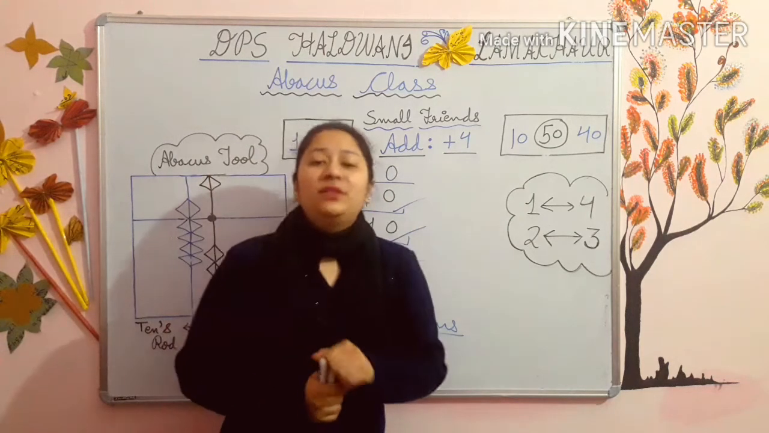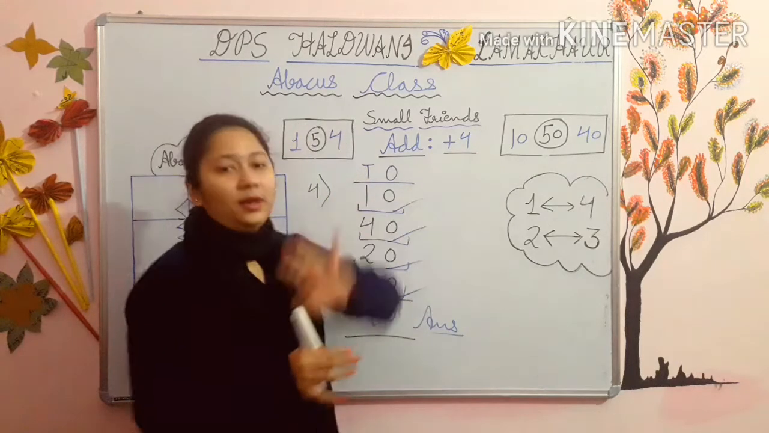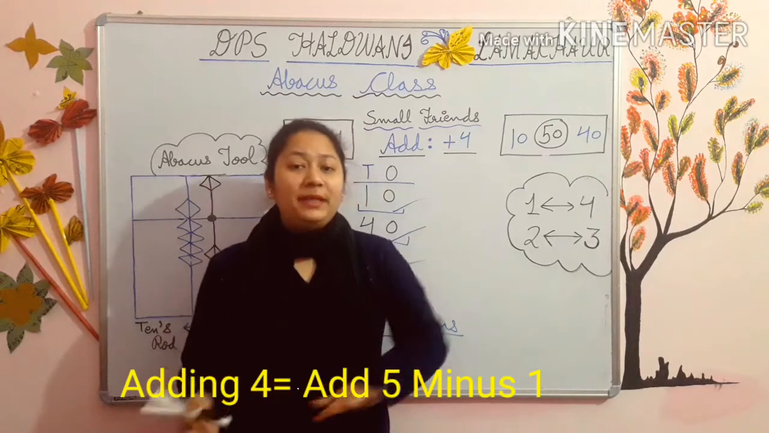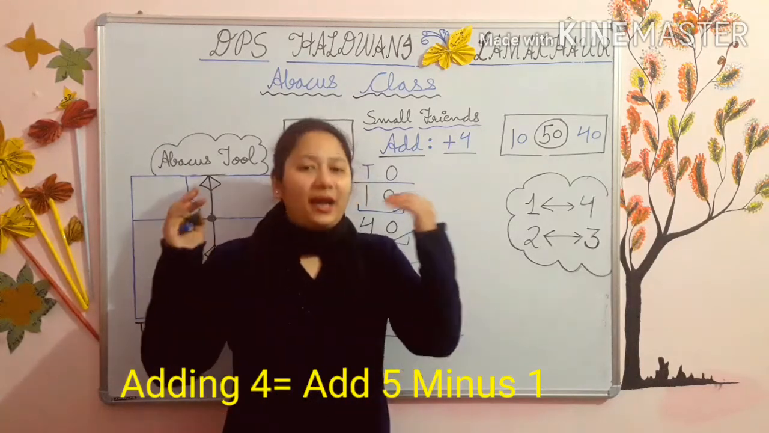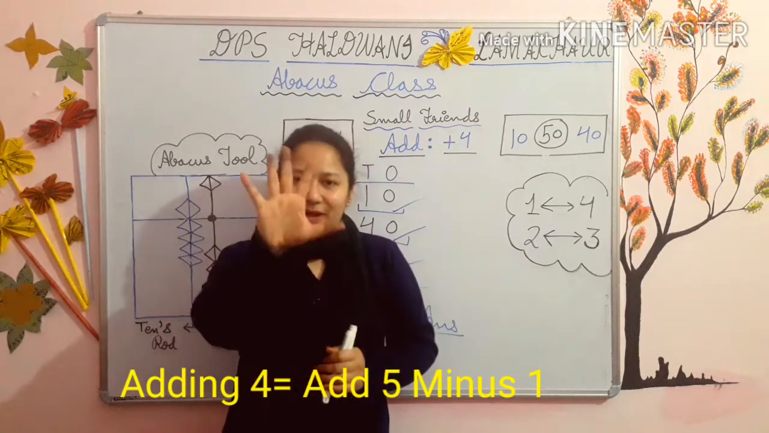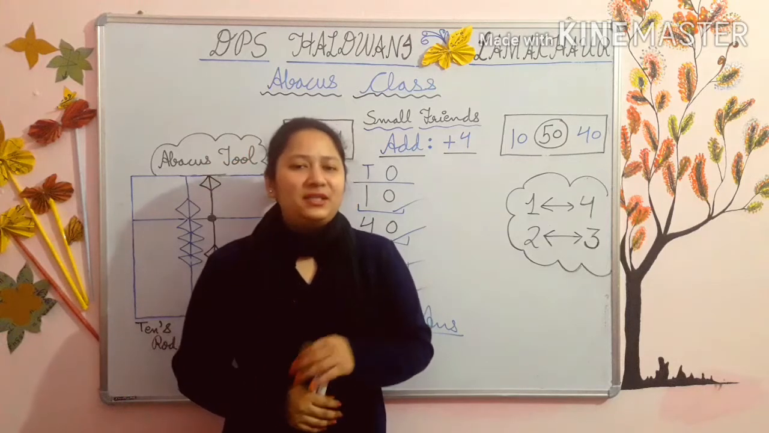So kids, in our today's topic, we have learned that how to add 4 when the bead is not there. हम 4 कैसे ऐड करेंगे जब बीड नहीं होगी. And for adding 4, we have used the small friends. And what is the method? Add 5 minus 1. So kids, I hope you get this today's method.